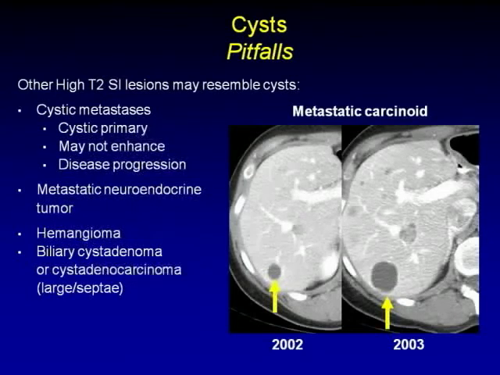So here's one such case of a lesion that looked kind of like a cyst in 2002, and this patient had carcinoid tumor, and this lesion expanded. Cysts may grow slowly over time, but you wouldn't expect this kind of progression. This was a cystic metastasis. So metastatic neuroendocrine tumor is something to consider.